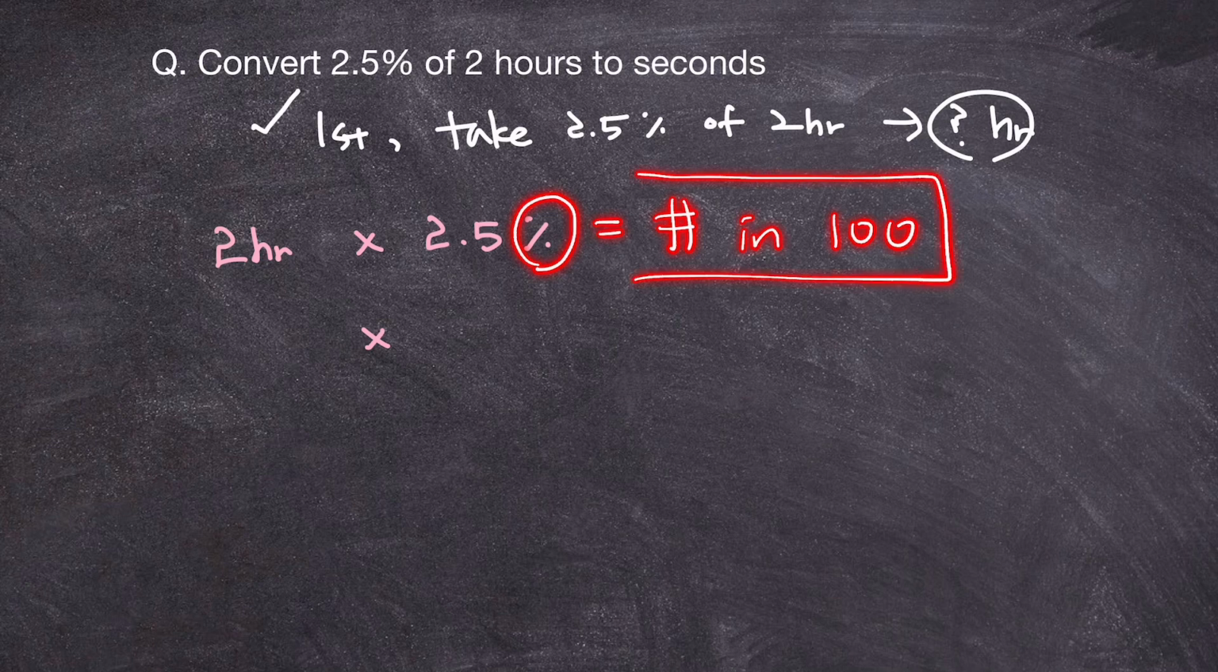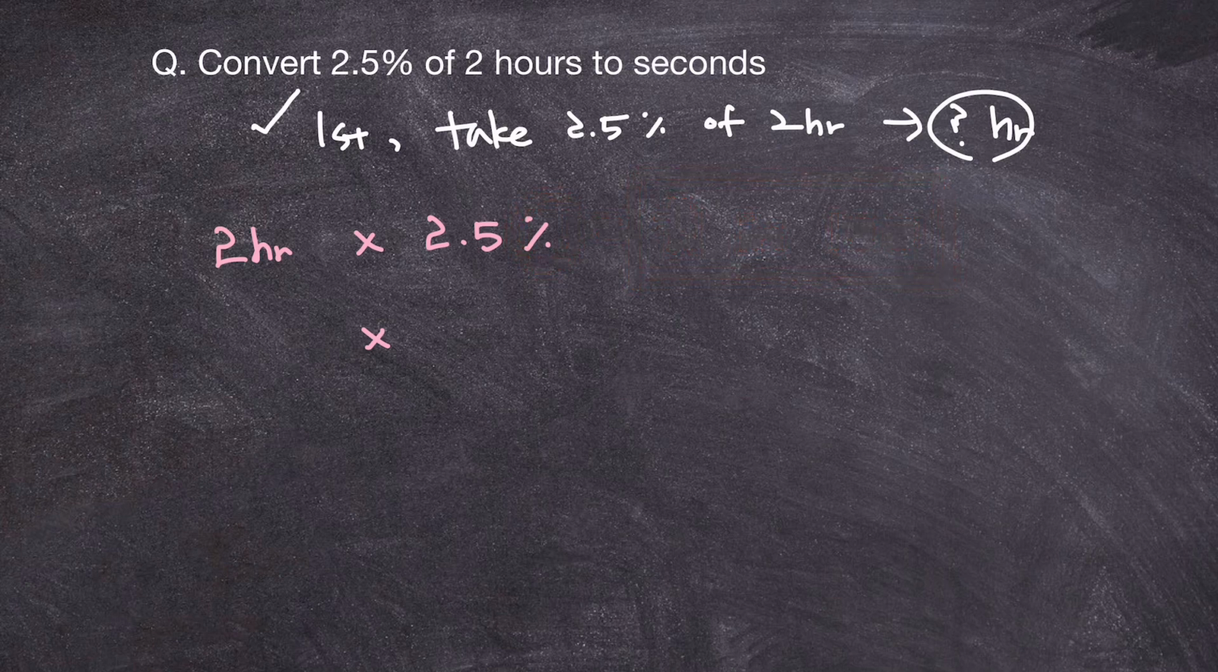Always remember when you have a percent, it's equal to a number in 100. You can think of it as a number in 100. So 2.5% is equal to 2.5 in 100. And since I do not like seeing a decimal in a fraction, I'm going to move this decimal point one place to the right, and I have to do the same to the denominator too.